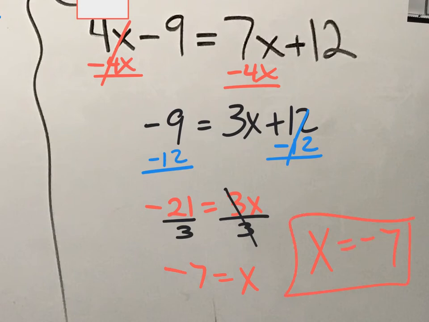There we go. Of course you could take that negative 7 and plug it in right here and right here and make sure that it gives you a true statement on both sides.